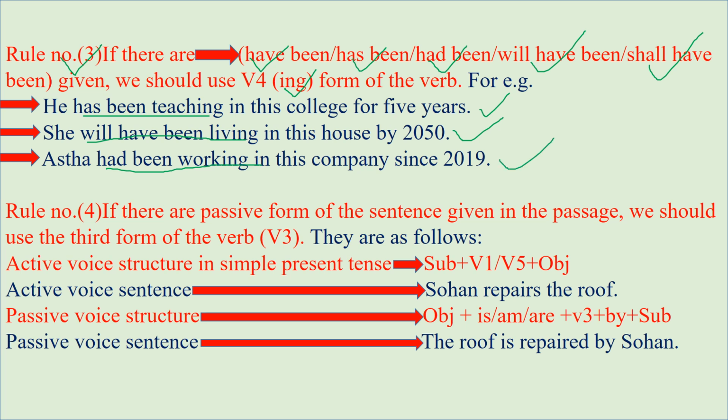Rule number 4. If there is passive form of the sentence given in the passage, we should use the third form of the verb, which is also known as verb 3. They are as follows.